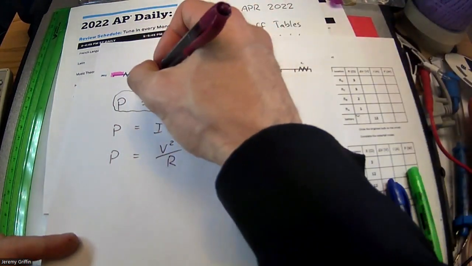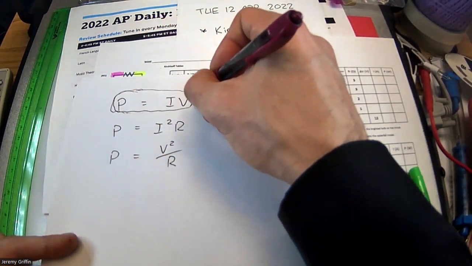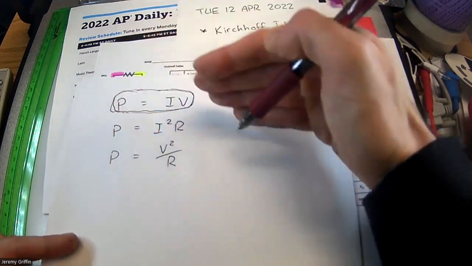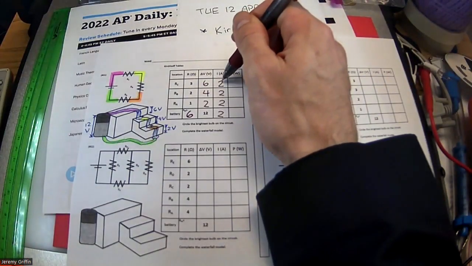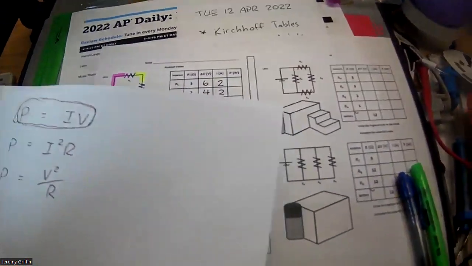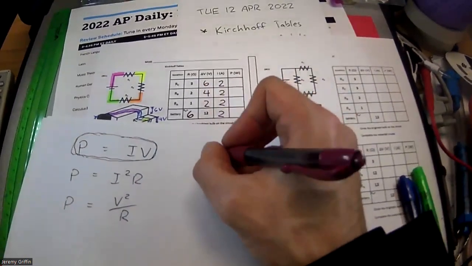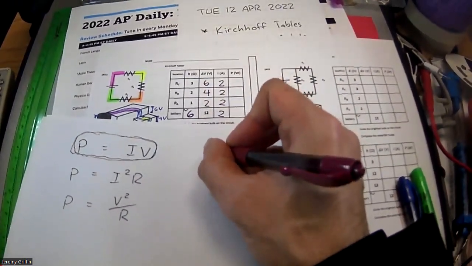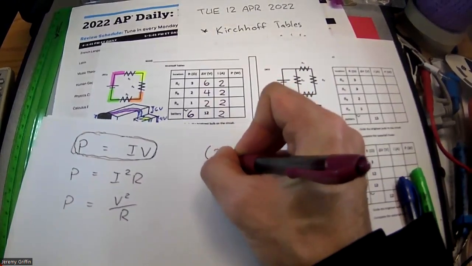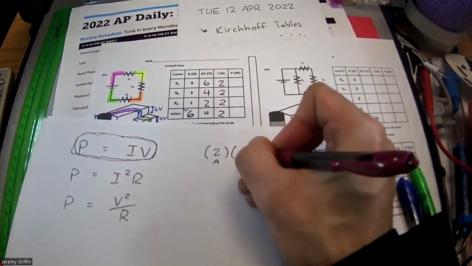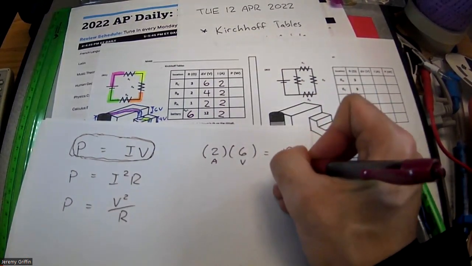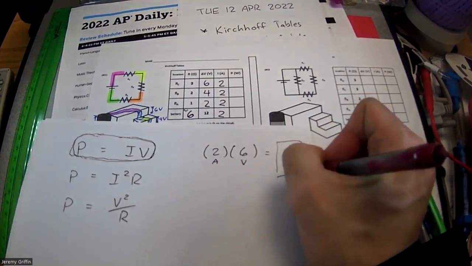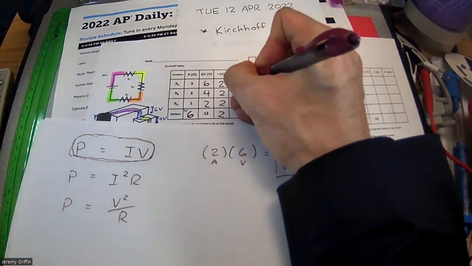Sometimes, depending on the question you're asked, it's actually more convenient to use one of the other two equations. But let's do this one. I times V, current times voltage. So 2 amps times 6 volts. Here, I'll write that out, if anybody wants to see this on the video. I've got 2 amps times 6 volts is equal to 12 watts. So wouldn't this be 12 watts right here?